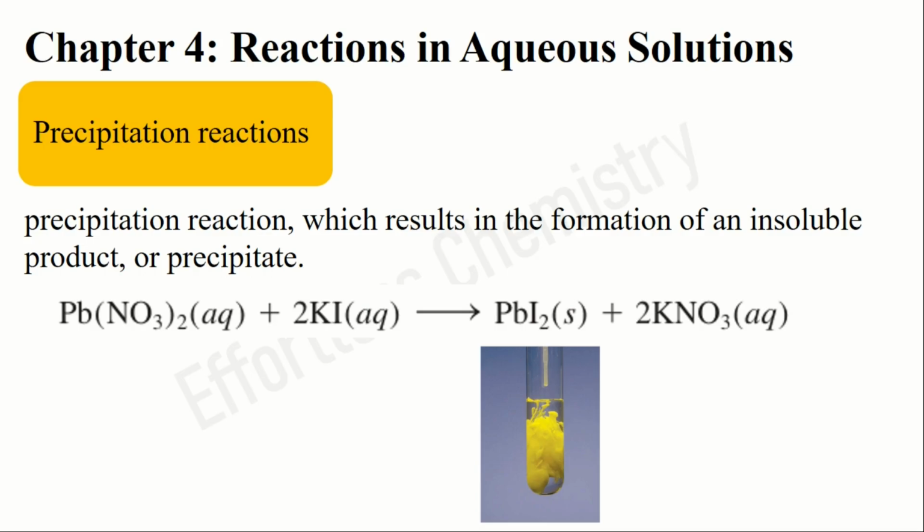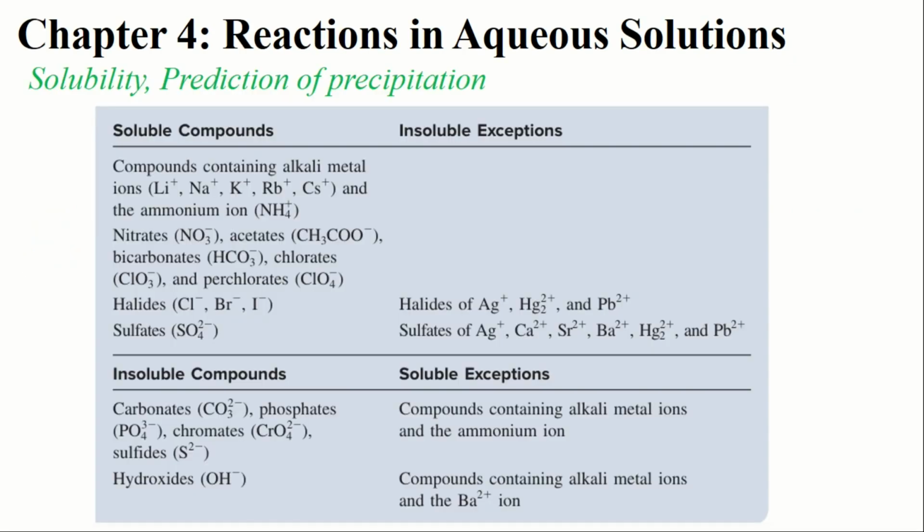Here in this table, you can find a number of common ionic compounds classified as soluble or insoluble. Keep in mind, however, that even insoluble compounds dissolve to a certain extent. We will use this table in our examples. It's not necessary to memorize all of them, just keep in mind some of them.